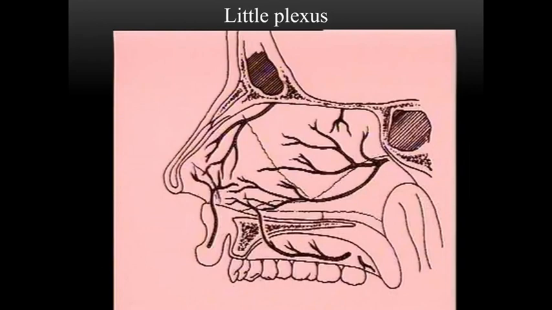So what is the Little plexus? The Little plexus is an area which has a collection of multiple arteries supplying the nose in one point with great blood supply, which is liable to epistaxis. You can see it at the anterior part of the nasal septum.